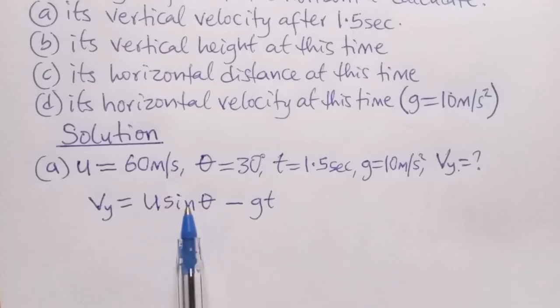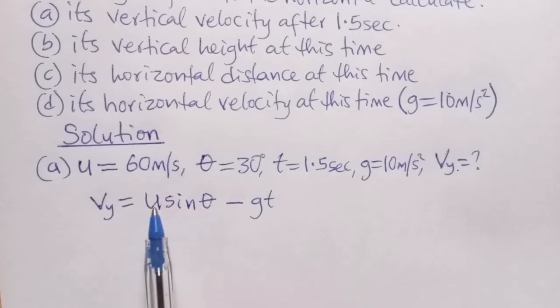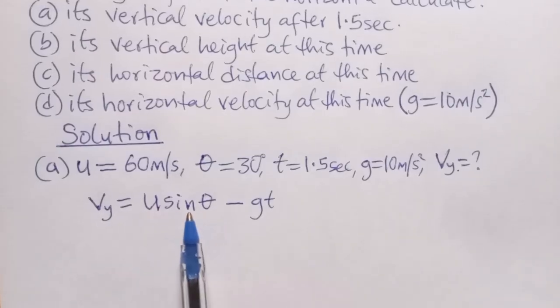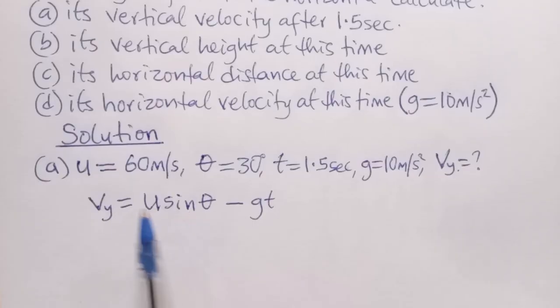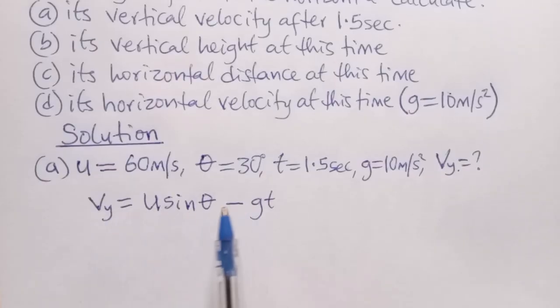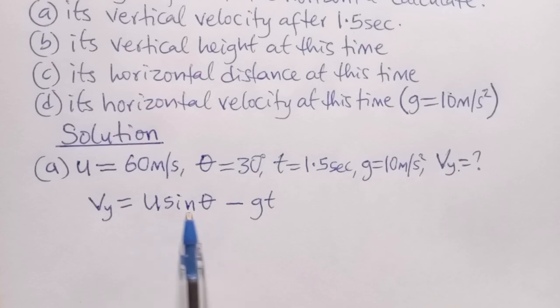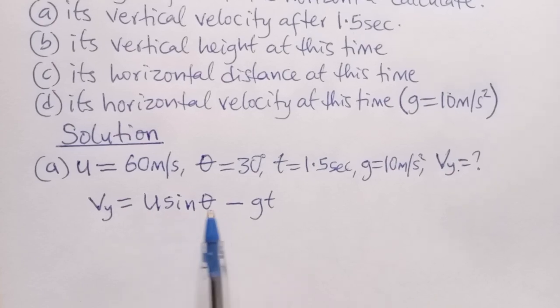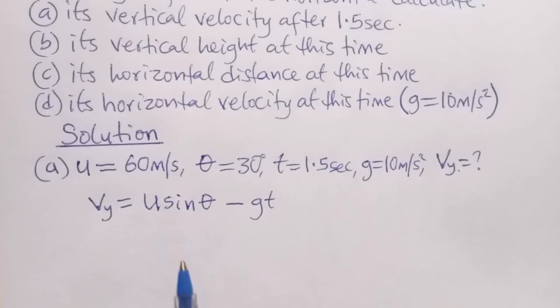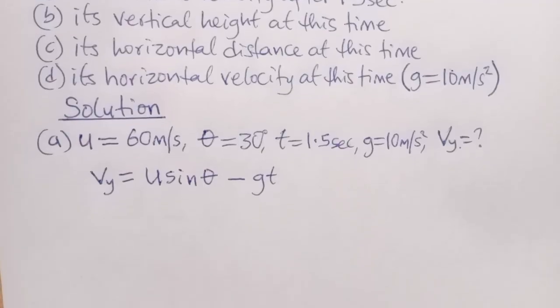So this sine theta must be multiplied by the value of u to give us the vertical component of the velocity. Please don't forget that. So when you have problems like this under motion where you are given a particular angle, please, with respect to the velocity, use the sine theta, and sometimes it might be cos theta, as the case may be. As we go on, we'll see that. So this is the formula to get the vertical velocity.